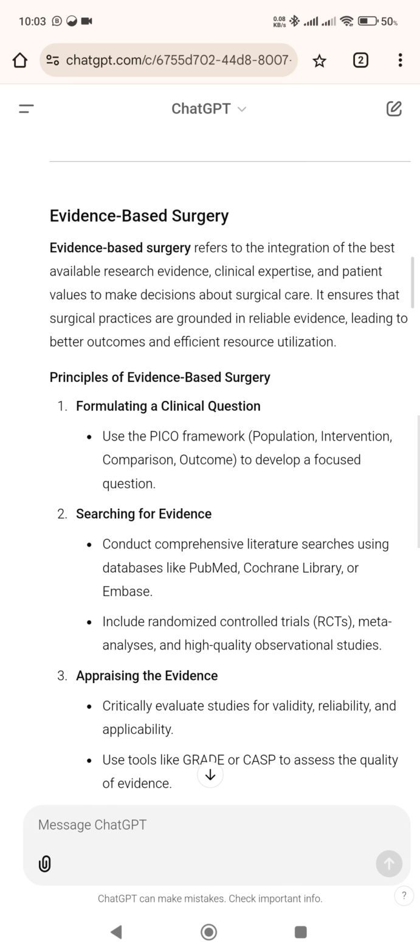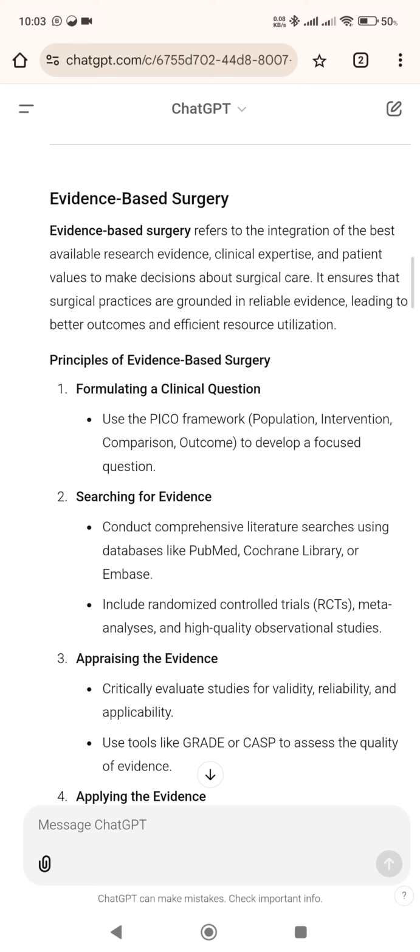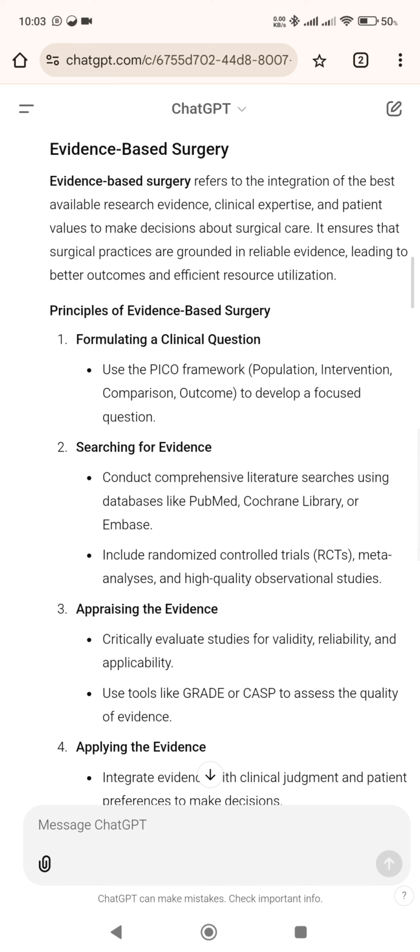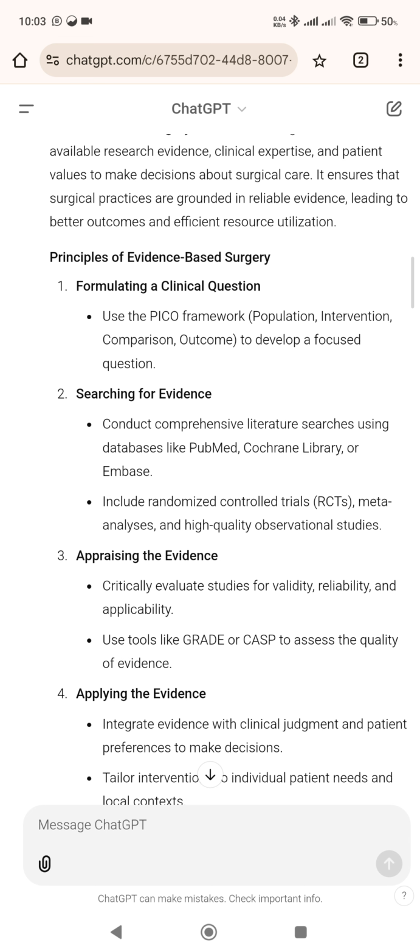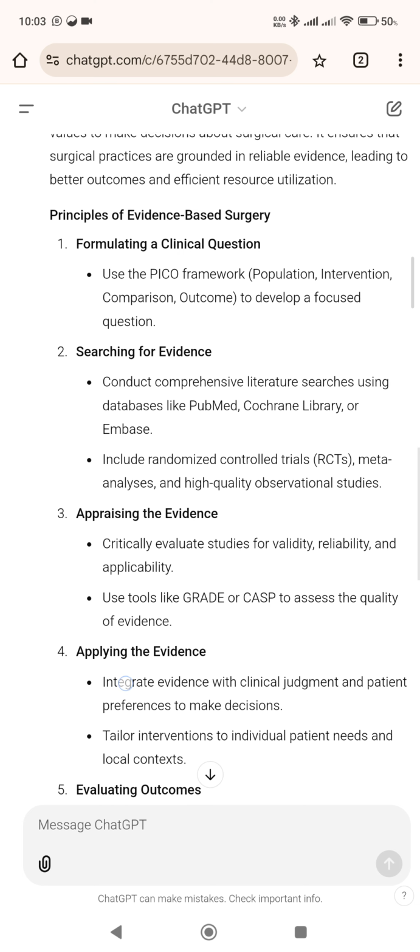Evidence-based surgery. Evidence-based surgery refers to the integration of the best available research evidence, clinical expertise, and patient values to make decisions about surgical care. It ensures that surgical practices are grounded in reliable evidence, leading to better outcomes and efficient resource utilization. Principles of evidence-based surgery. 1.